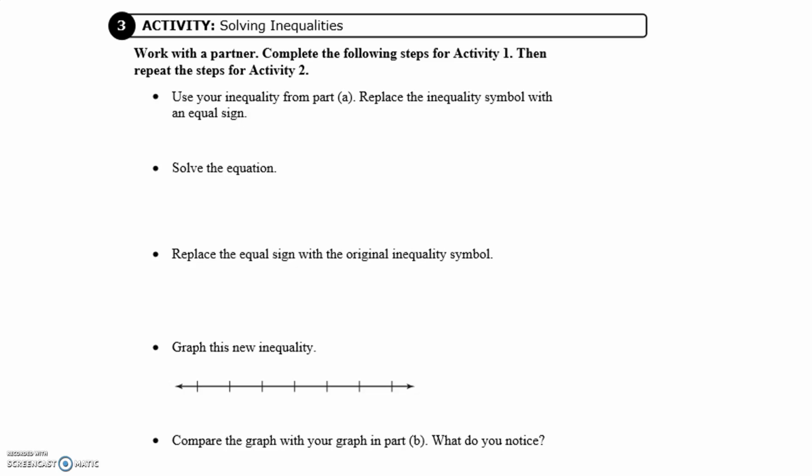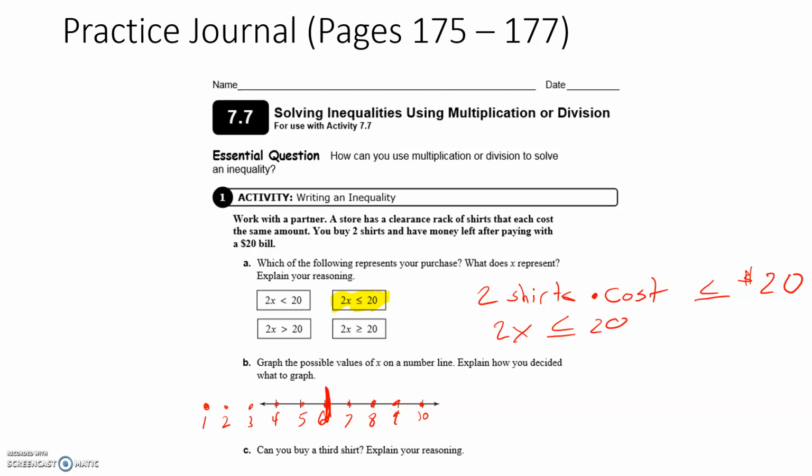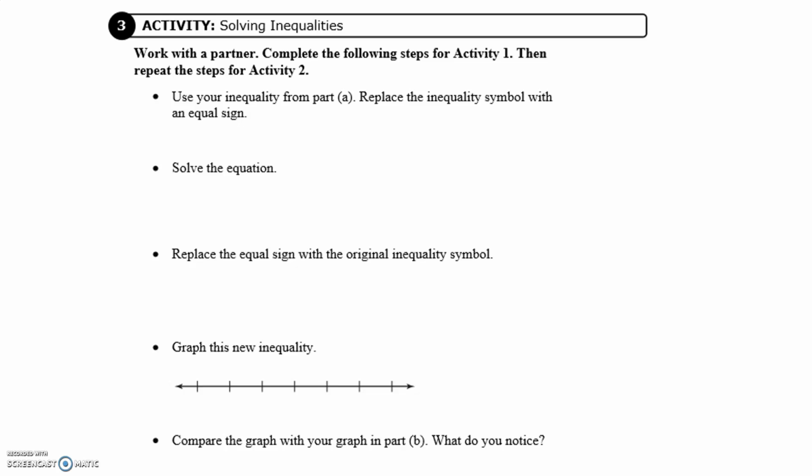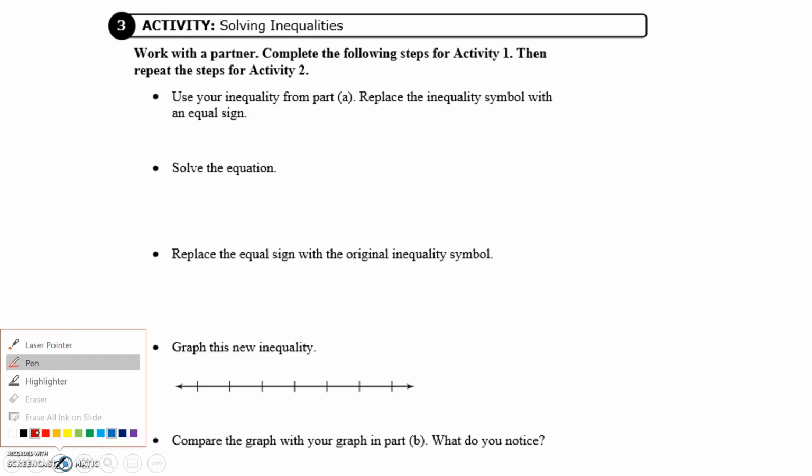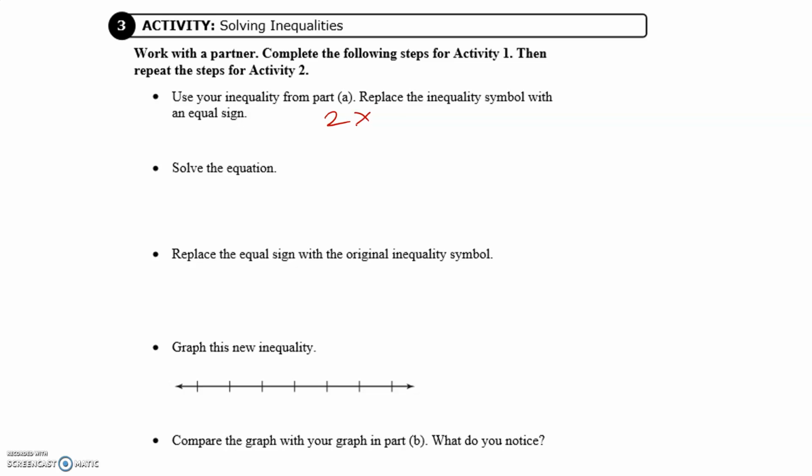All right, so I'm going to go back to activity 1 and write my inequality, which was 2x is less than or equal to 20. Okay, and it says replace the inequality symbol with an equal sign. So I'm going to go 2x equals 20. All right, so I'm just following it step by step. What does it tell me to do? All right, so solve the equation.